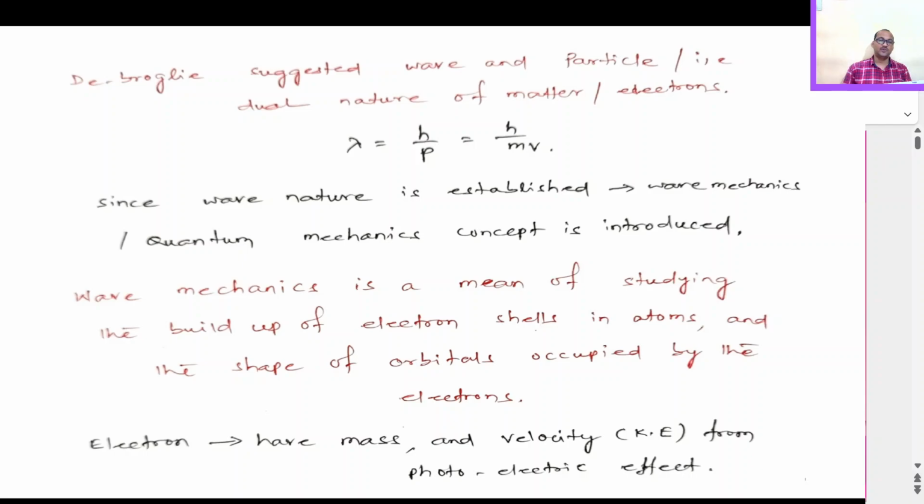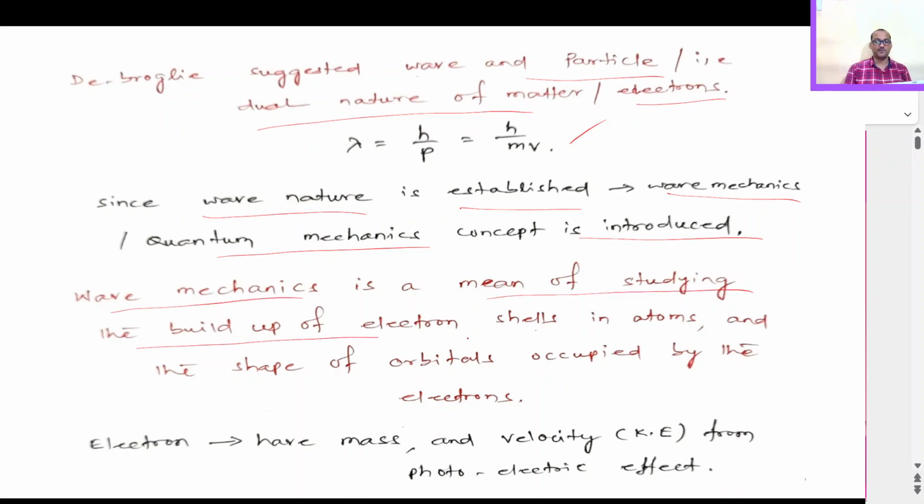Then another scientist, de Broglie, suggested the dual nature of matter, wave and particle, for the electron. The equation is lambda equals h upon p, or lambda equals h upon m v. Since wave nature is established, the concept of wave mechanics or quantum mechanics is introduced. Wave mechanics is a means of studying the buildup of electron shells in atoms and the shape of orbitals occupied by the electrons. The electron can have mass and velocity, as we know from the photoelectric effect.